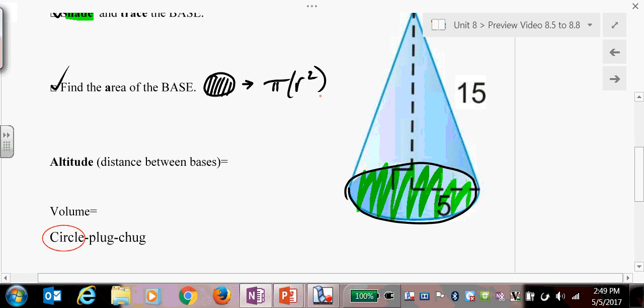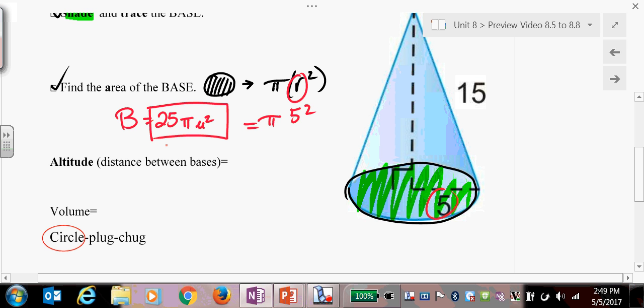So we go here, and our radius, we're going to circle it. That's 5 squared. So we have a capital B here is 25 pi. You check for units. You don't have any, so we're just going to use the U, and it's squared. Box that. That's your B.